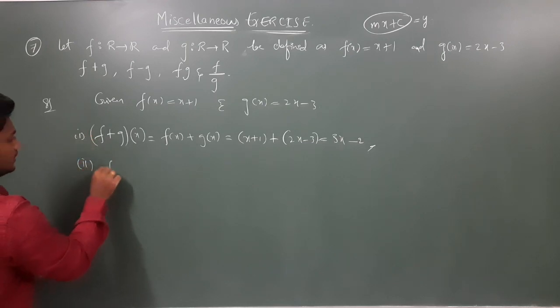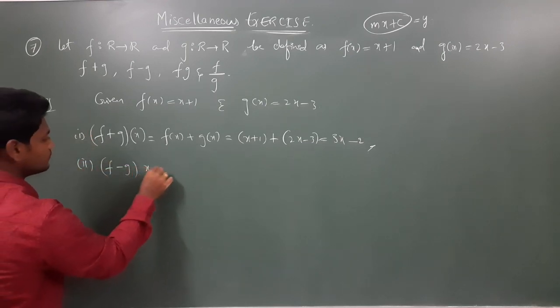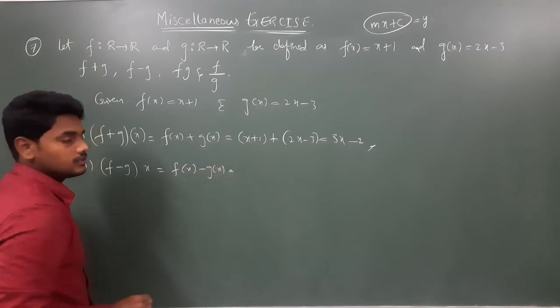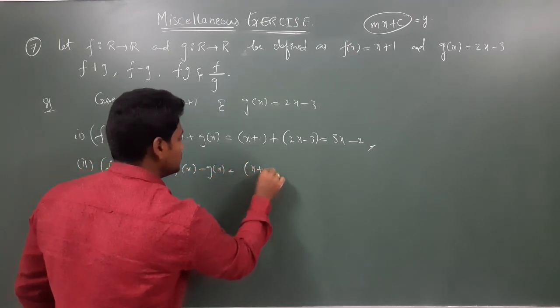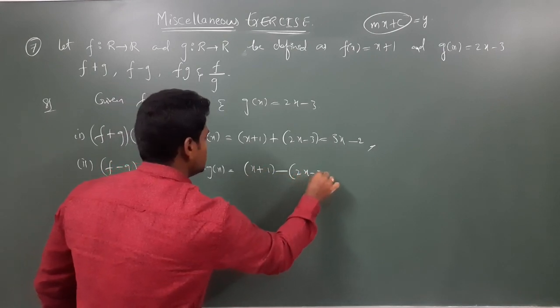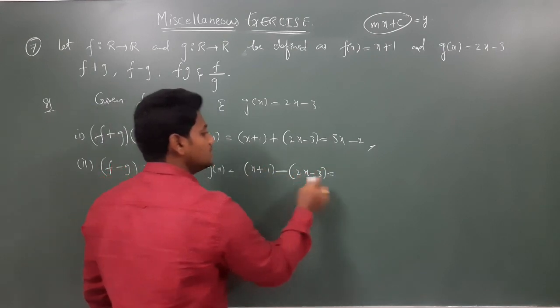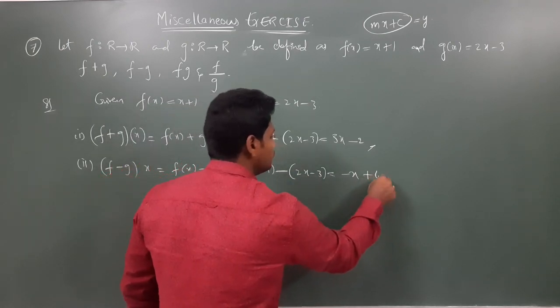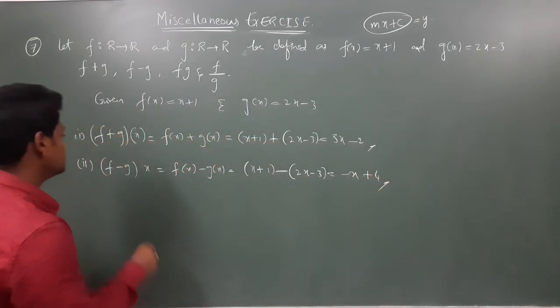Next, f minus g of x, which is f of x minus g of x. What is f of x? x plus 1 minus of 2x minus 3. So x minus 2x is minus x, and 1 minus of minus 3 is nothing but 4. So that is minus x plus 4.